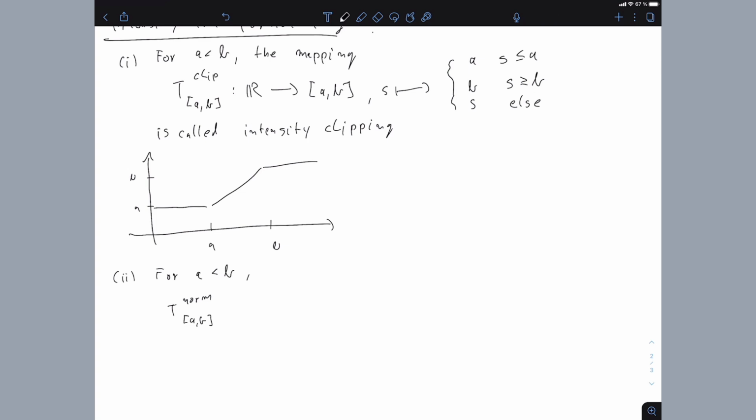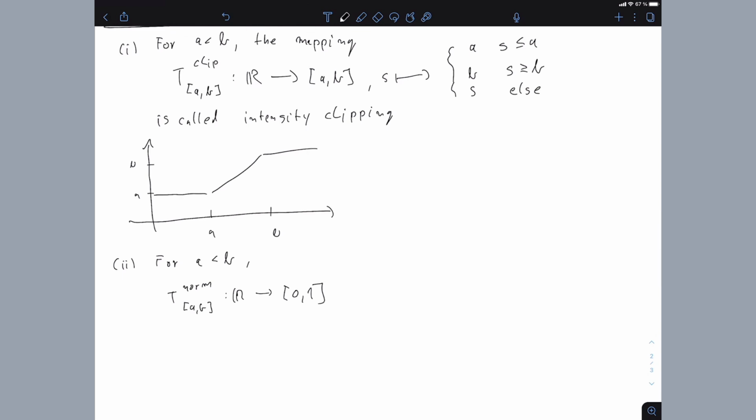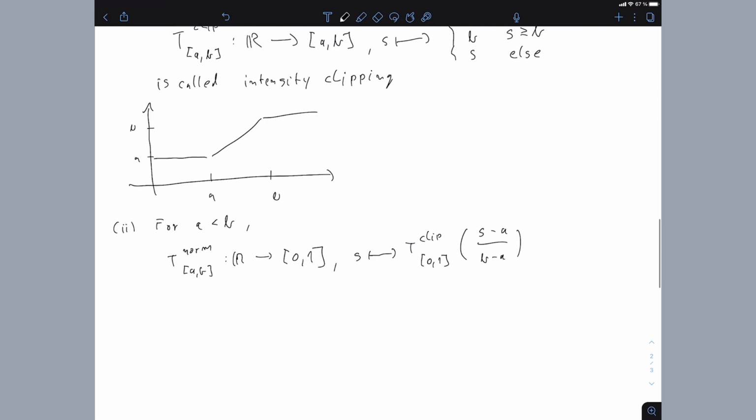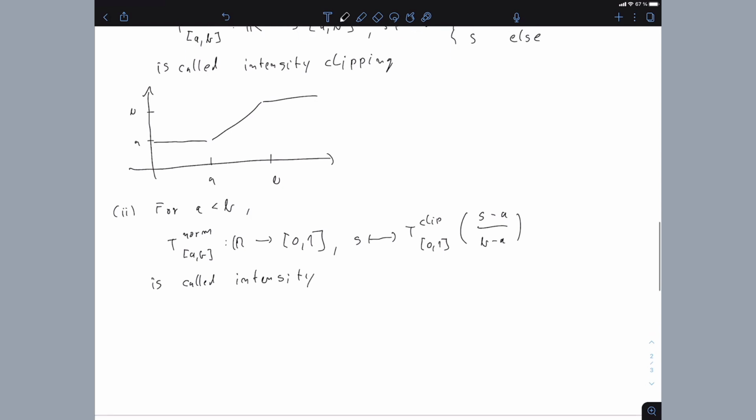So T norm AB again goes from R, but now to 0, 1. This combines the clipping to the range 0, 1 with an affine rescaling. So this here makes sure that A is mapped to 0 and B is mapped to 1 and everything else is linearly interpolated. And this we call intensity normalization.